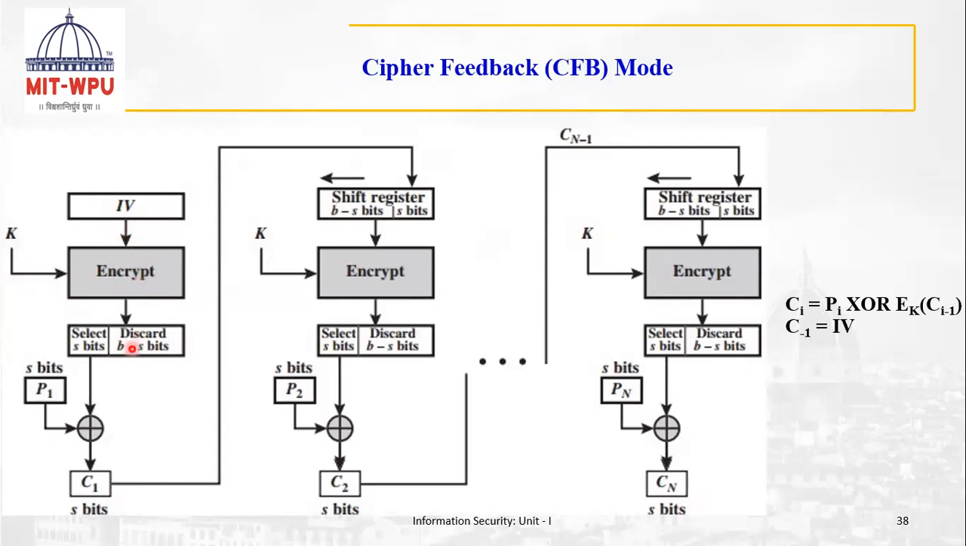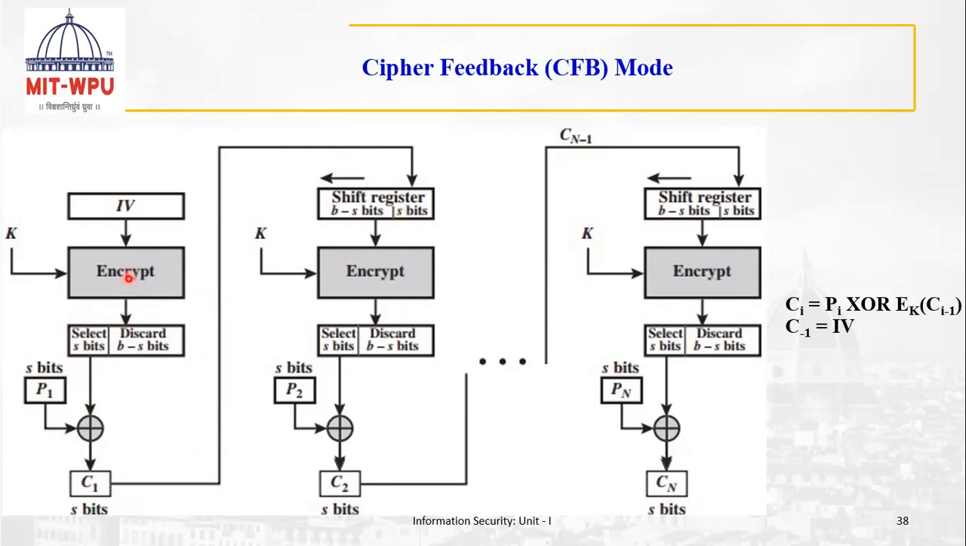Then the plain text block will be XORed with some bits of this encrypted text. So if you have, let's say, 5 bits of block from the plain text, you select 5 bits from the encrypted text and then XOR it with the plain text. Whatever ciphertext you create will be used as the input for the next round. So those 5 bits will be shifted over here.